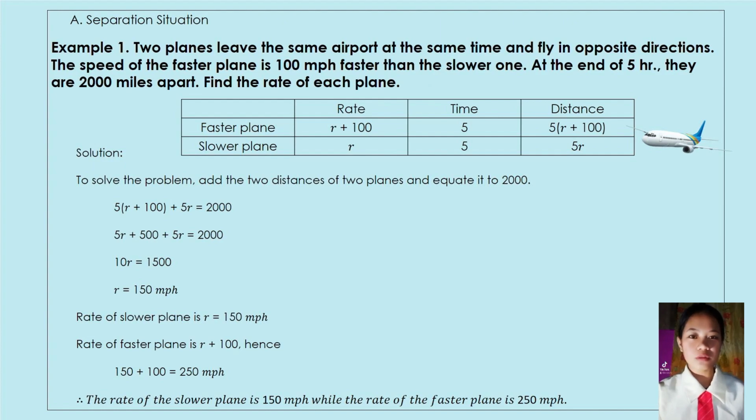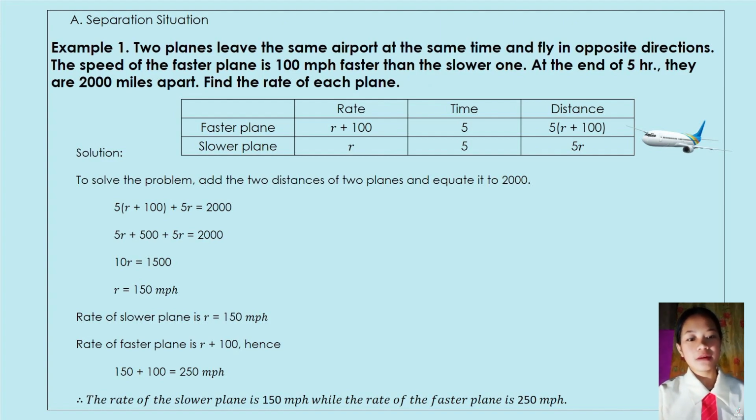Okay, in this situation, we're finding the rate of the planes. Faster plane: the rate is r plus 100, the time is 5, and the distance is 5 multiplied by r plus 100. Slower plane: the rate is r, the time is 5, and the distance is 5r. To solve the problem, add the two distances of the two planes and equate it to 2000.